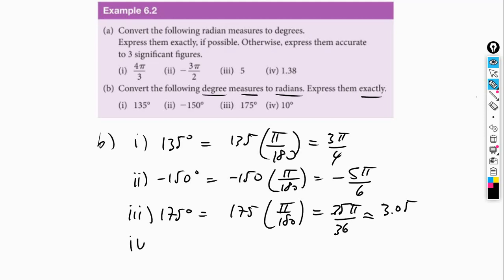Then for number 4, they want us to convert 10 degrees. So this is going to be 10 times pi over 180. And notice that this is going to equal pi over 18 radians exactly, which is approximately 0.175 radians to 3 significant figures.